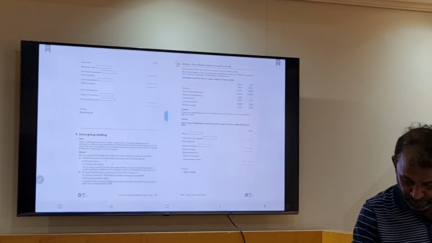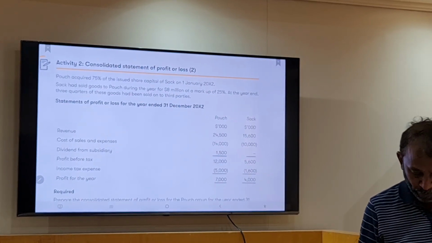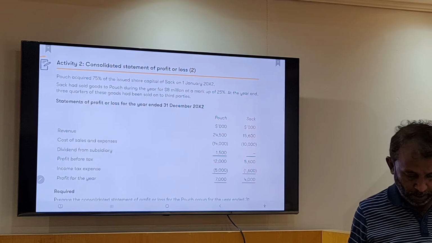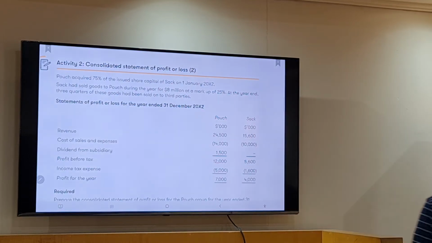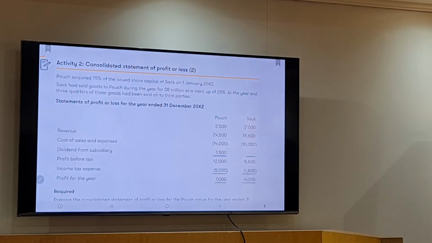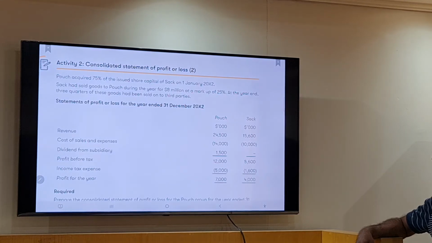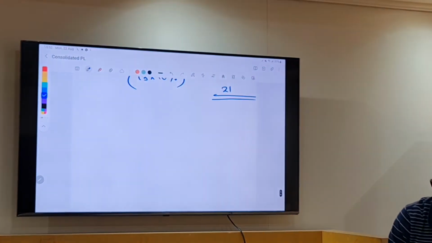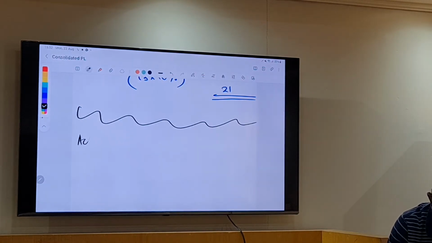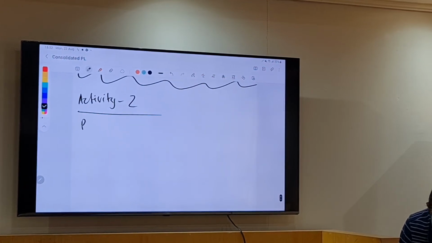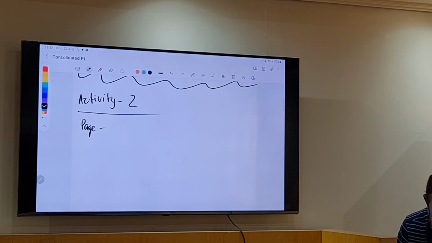Okay, now let's try one more question. Activity number 2, page number 458. Here, intercompany and unrealized profit is coming.